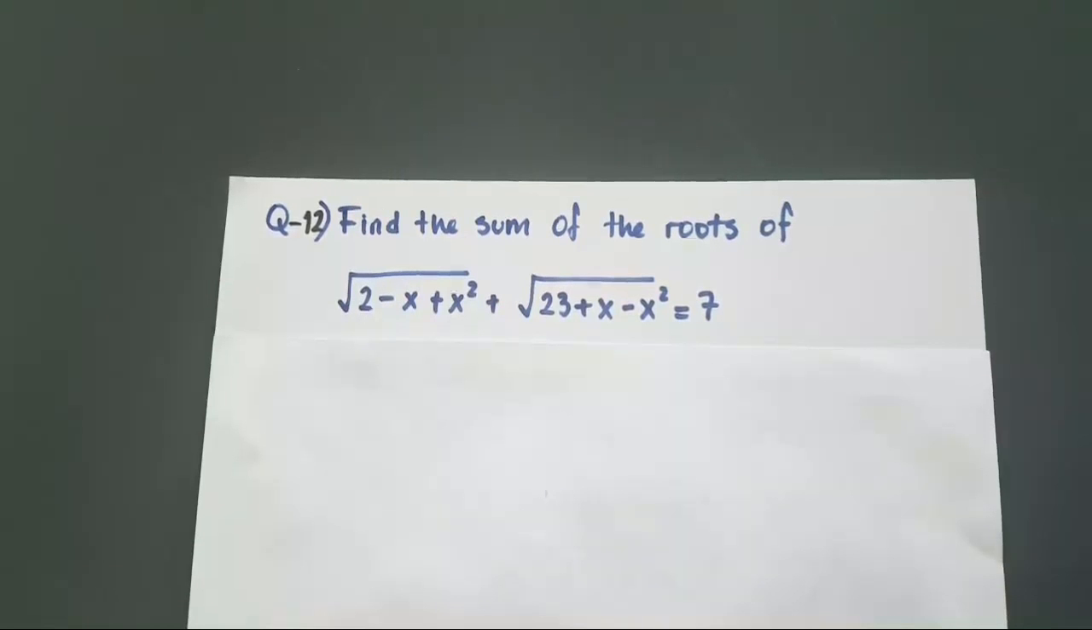The radicands are 2 minus x plus x to the power of 2 and 23 plus x minus x to the power of 2. In each radicand, the second and third terms are opposite, right? In both radicands you have x to the power of 2 and x, so you can use a helping variable to solve this problem.